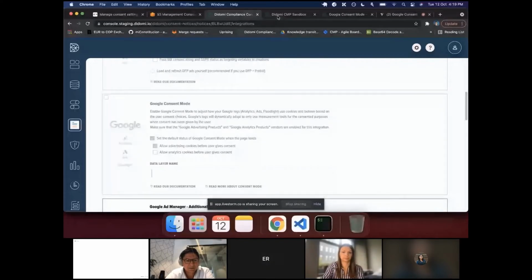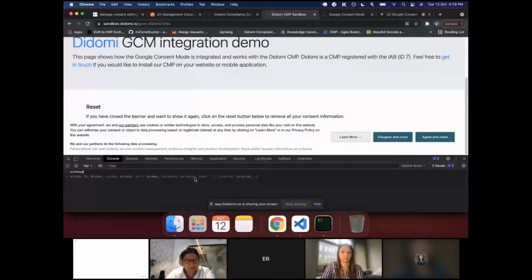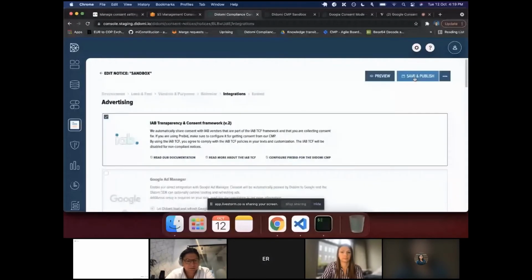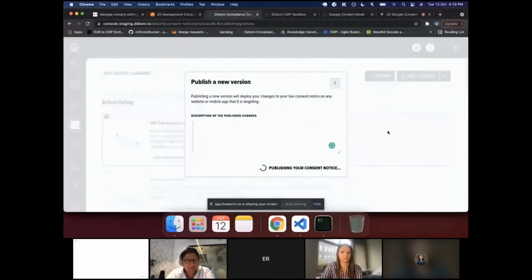Right now, it's disabled. So we should expect to see nothing in the data layer related to Google Consent Mode at the moment, which is the case. Now, if I wanted to enable that, then I will click here and then save and publish. This should take about 15 to 20 seconds.